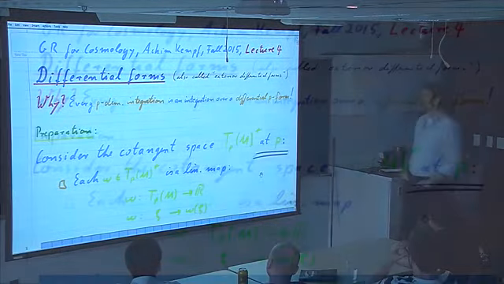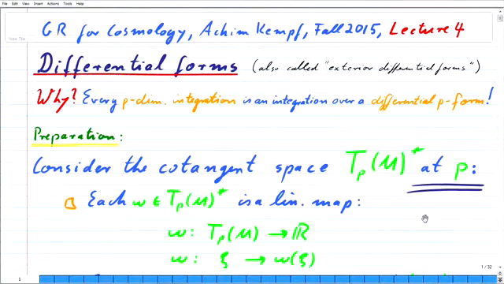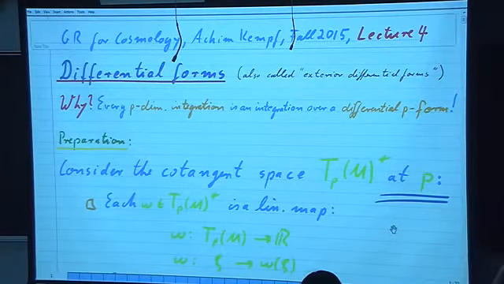Okay, so differential forms. They're also called exterior differential forms, or also just called forms. As I already mentioned, p-dimensional integration is always integration over a p-form, over a differential p-form, or exterior p-form. We need some preparation for this.